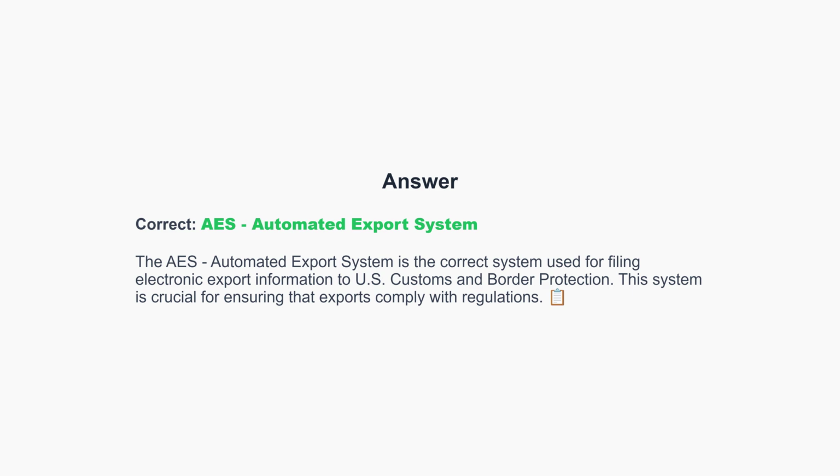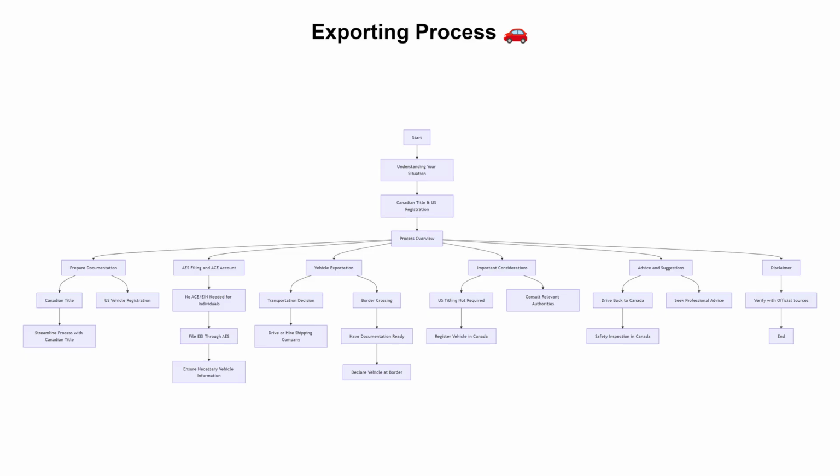The AES is the essential system used for filing electronic export information to U.S. Customs and Border Protection. This system ensures compliance with export regulations. Here is a flowchart illustrating the detailed steps of exporting your personal vehicle from the U.S. to Canada as a Canadian citizen with a temporary visa status. The flowchart provides a visual guide, beginning with understanding your situation, gathering essential documentation, completing the AES filing, planning for border crossing, to considering vital aspects during the process.